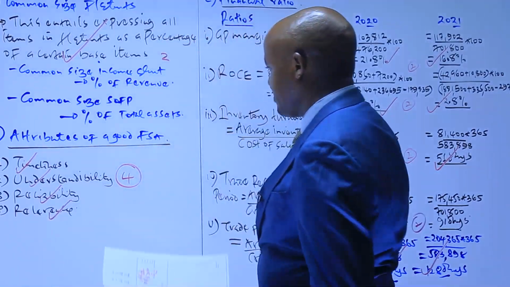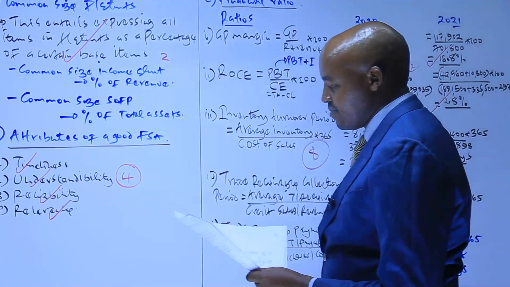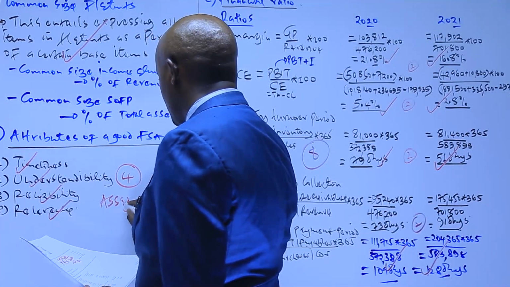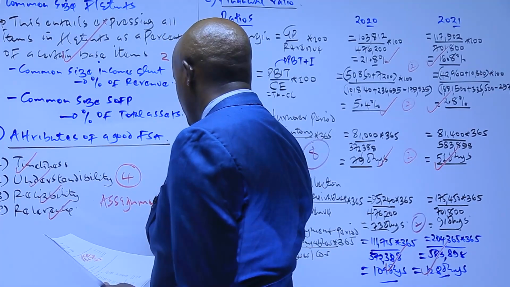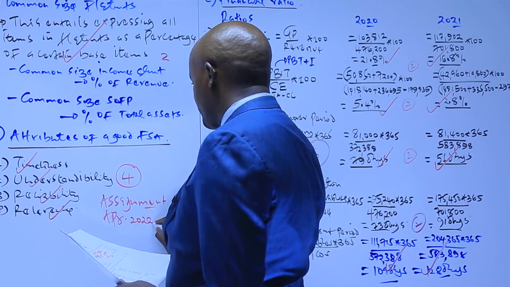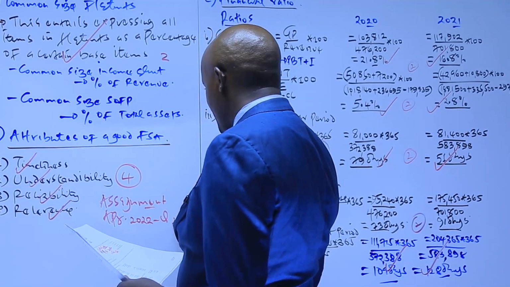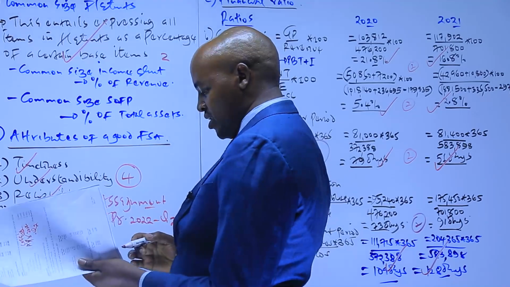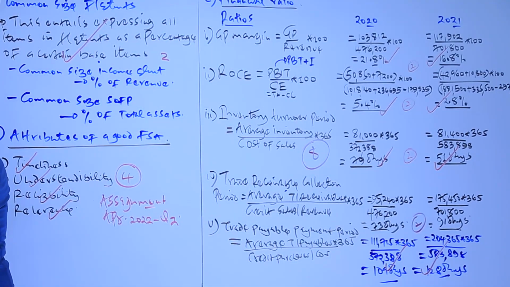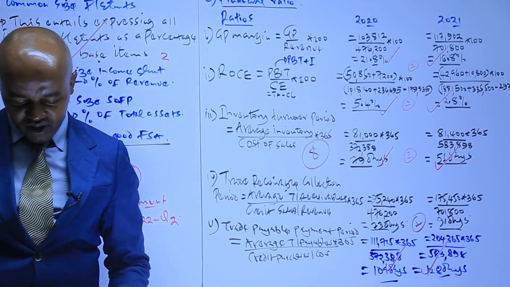I want to give an assignment which I expect you to attempt, and the assignment is a question which was tested in April of 2022, specifically question number 2. This is a question which was requiring the computation of ratios.